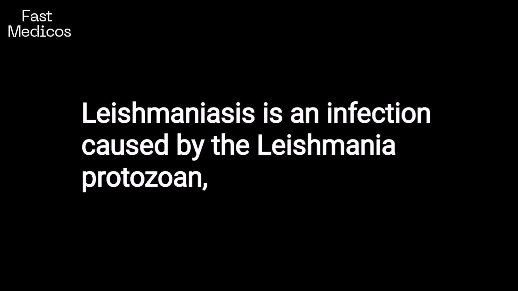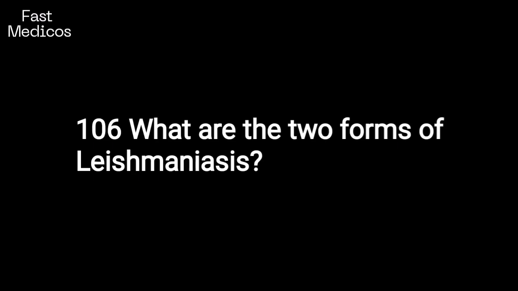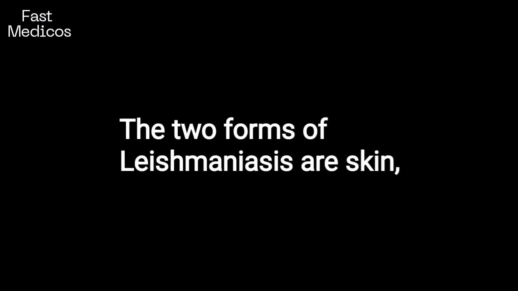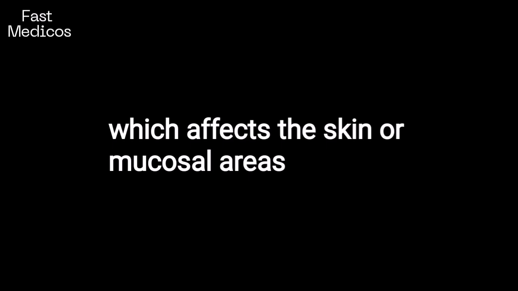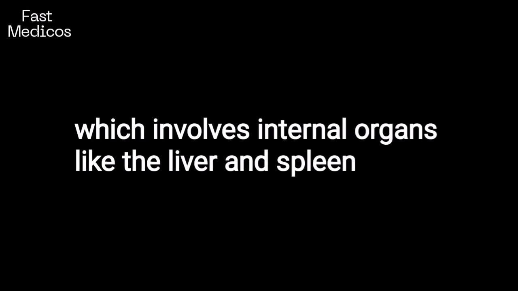105. What is leishmaniasis? Leishmaniasis is an infection caused by the Leishmania protozoan, a type of parasite, spread by sandflies. 106. What are the two forms of leishmaniasis? The two forms of leishmaniasis are skin mucosal leishmaniasis, which affects the skin or mucosal areas, and visceral leishmaniasis, which involves internal organs like the liver and spleen and causes fever.